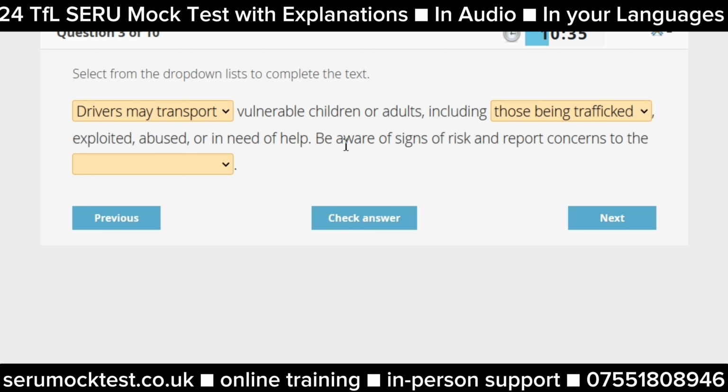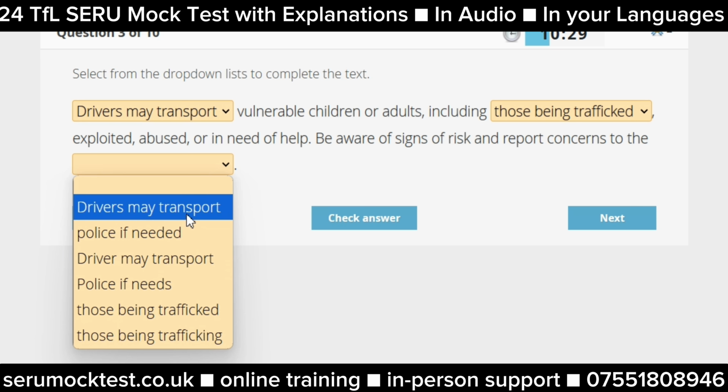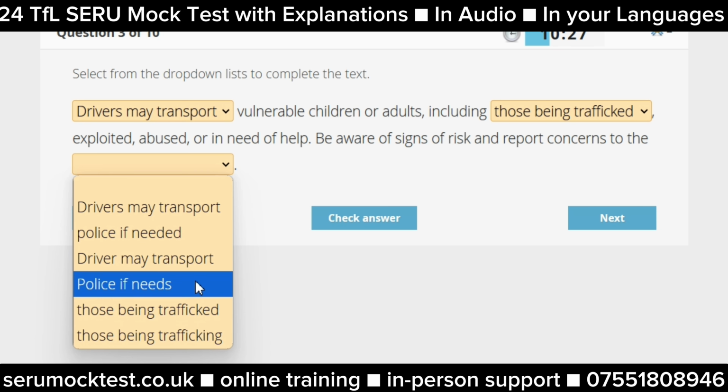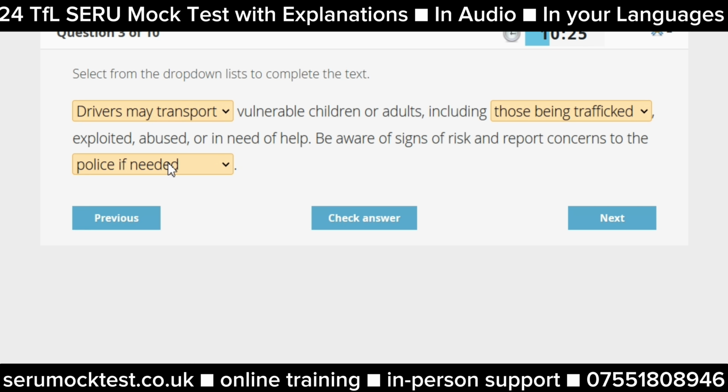Be aware of the signs of risk. Report concern to the police if needed. Now if needed, if you need it, then obviously you report it. Now remember, the police is a common noun. It's not referring to one individual or a very specific name, so that's why it's not going to be capital.